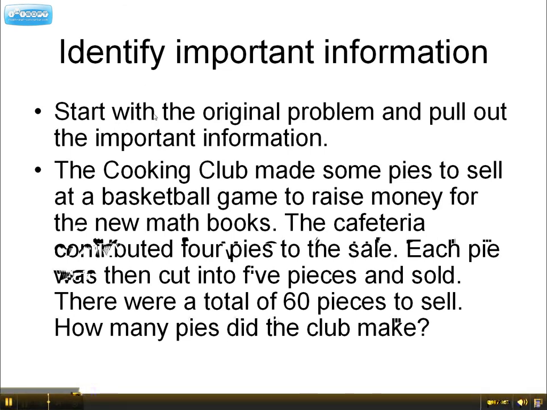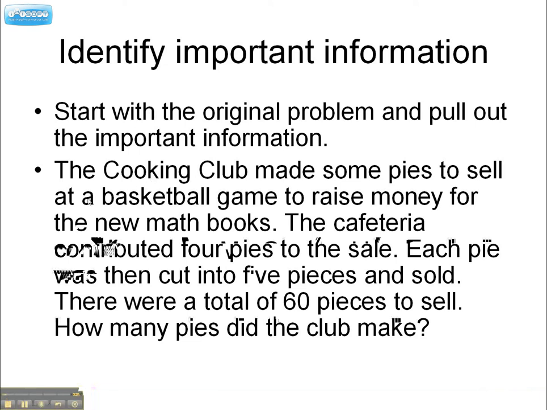And you do this by starting with the original problem and pulling out the information. So if we look at the original problem, we're going to use: the cooking club made some pies to sell at a basketball game to raise money for the new math books. The cafeteria contributed 4 pies to the sale. Each pie was then cut into 5 pieces and sold. There was a total of 60 pieces to sell. How many pies did the club make?